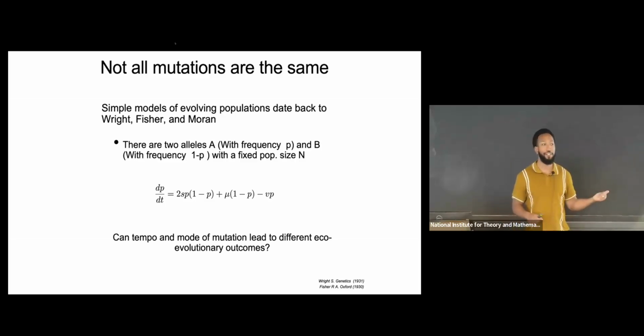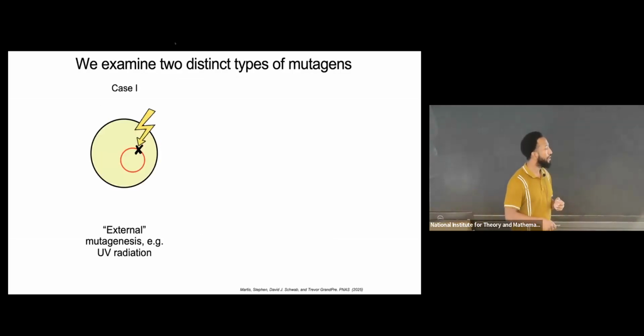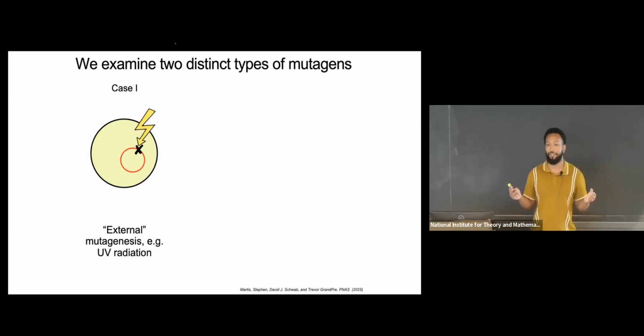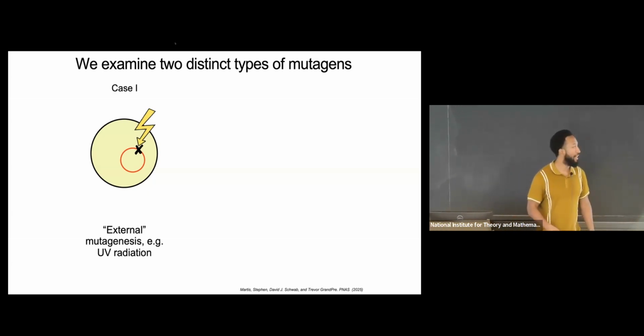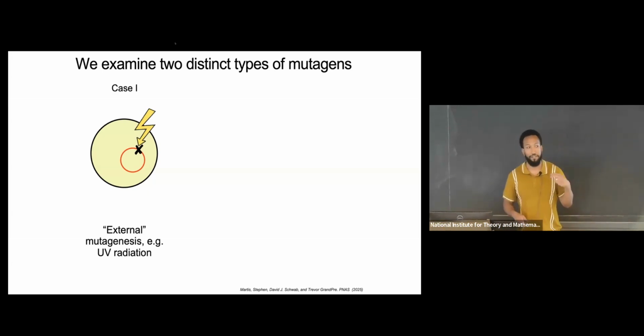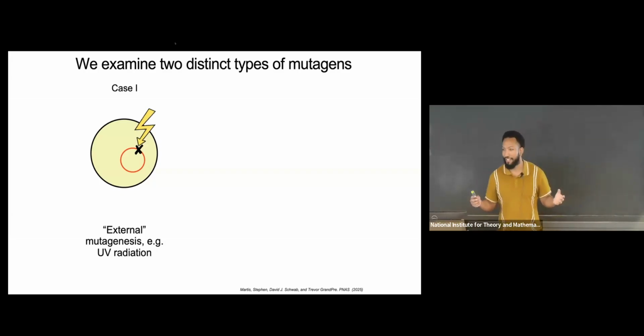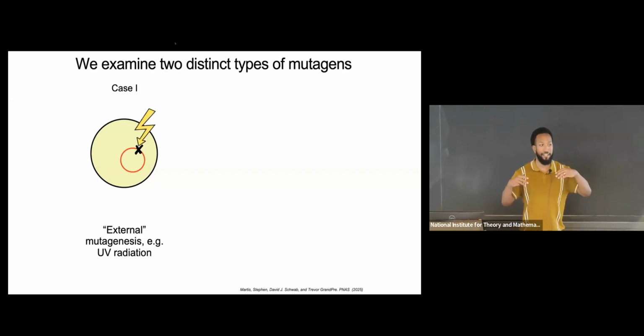So not only how often they happen, or the tempo, but the mode of mutation can cause different eco-evolutionary outcomes. In this talk, I want to consider two different types of mutations among many. This is a proof of concept, not a fully extensive framework. One is external. Imagine a microbe that has one chromosome, and because of radiation or some external factor, it gets a mutation denoted by this X. So that's one mode: it's external.